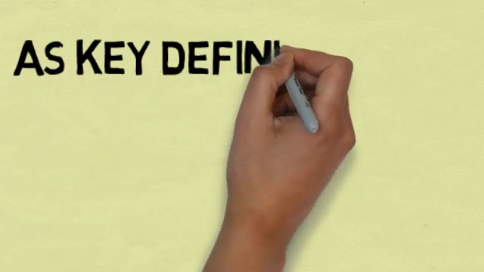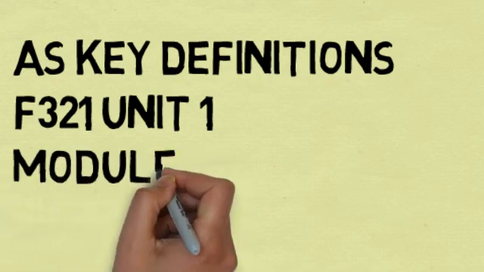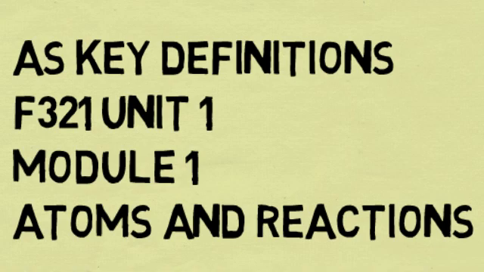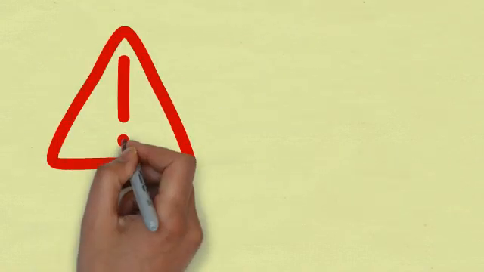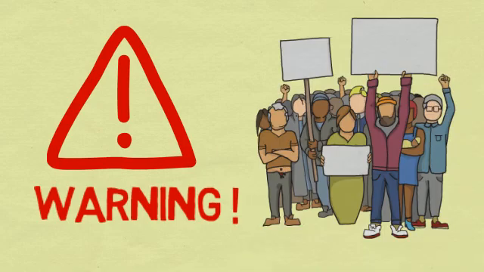AS Key Definitions F321 Unit 1 Module 1 Atoms and Reactions. Most people find learning this very boring. Hopefully this video scribe will help you.